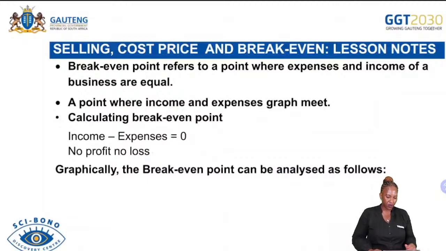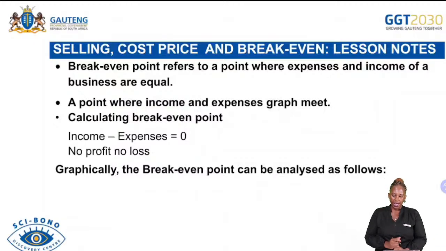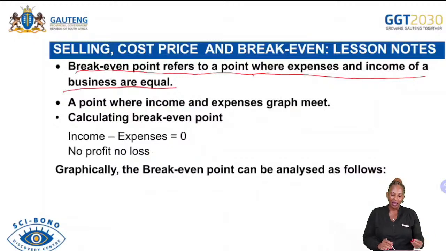Now, boys and girls, without any waste of time, let's talk about the break-even point. I've already explained this. We said it is a point where the expenses and income of a business are equal. What you spend is equal to what you receive. That means there is no profit and no loss. Then we say it is a break-even, because I don't register any loss and I don't register any profit.